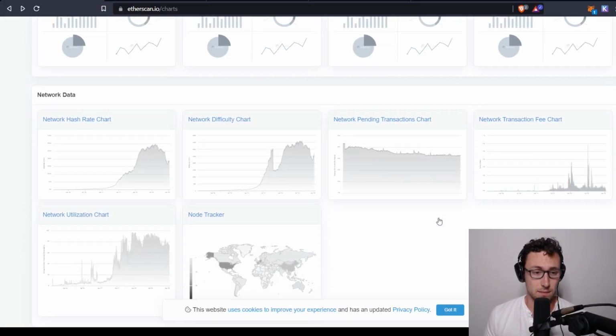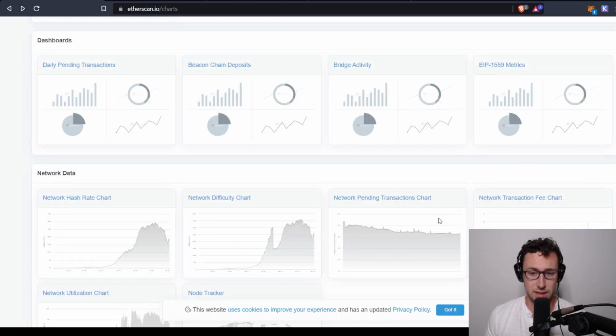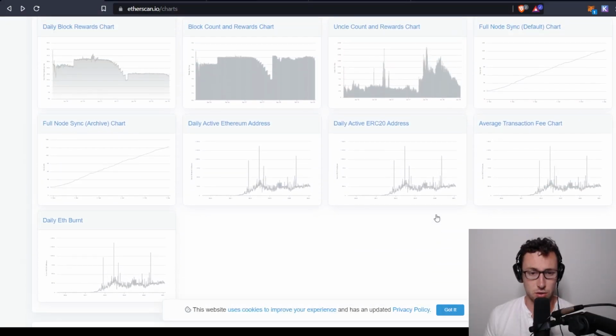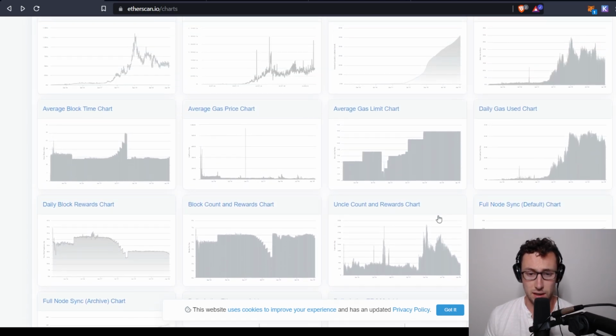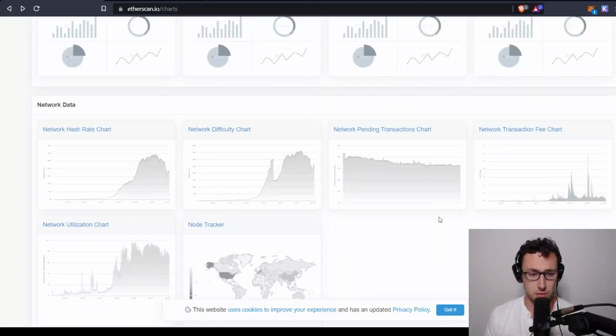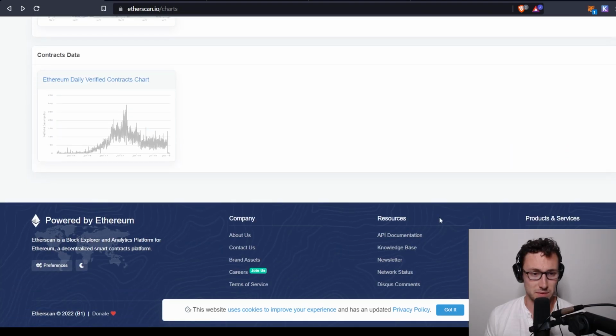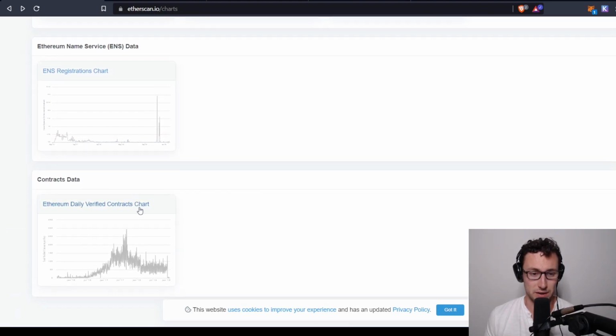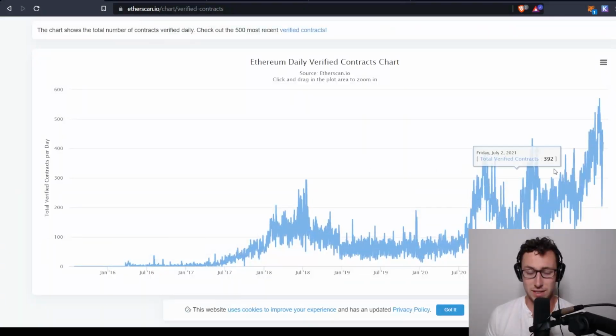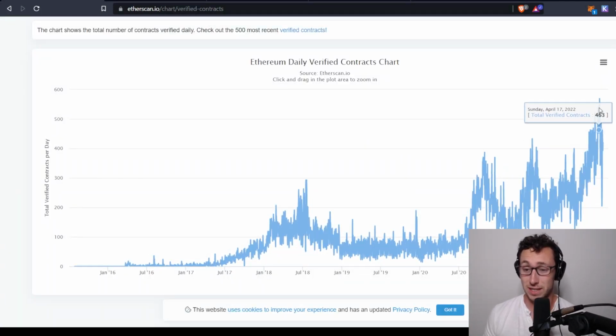And yeah, one other one that I like to look at is the number of contracts that were deployed. I don't see that right now. I must be missing it. Oh, there it is. Daily verified contracts chart. This is interesting as well because it tells you the developer activity. I don't know what happened here on May 1st, but you can see this is actually looking pretty good, because that means there's more developer activity.